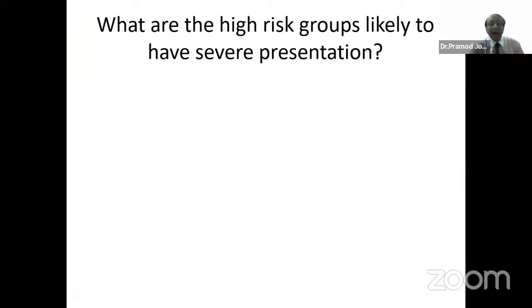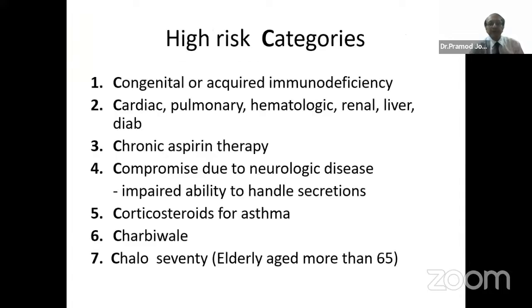And there are certain high risk groups which are likely to have severe presentation. And for the understanding of our colleagues, I have put all of them with the alphabet C to begin with. So it could be congenital or acquired immunodeficiency, cardiac, pulmonary, hematologic, or other systemic diseases, chronic aspirin therapy, as I told you, the ones where you might have this influenza child landing up into Reye syndrome. Then compromise due to neurologic disease, corticosteroids for asthma.